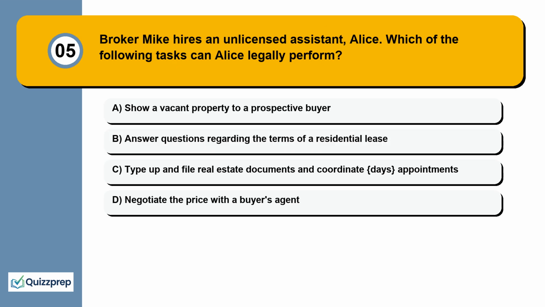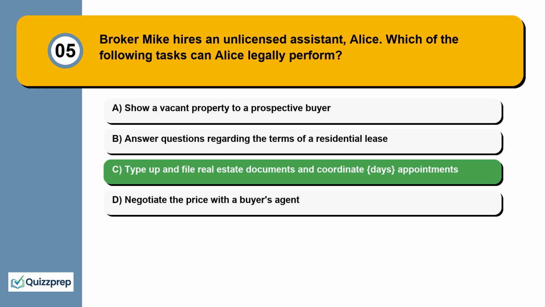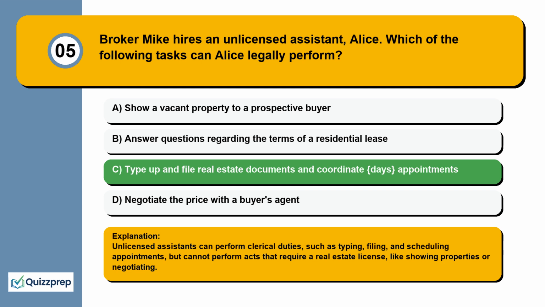Question 5. Broker Mike hires an unlicensed assistant, Alice. Which of the following tasks can Alice legally perform? Show a vacant property to a prospective buyer. Answer questions regarding the terms of a residential lease. Type up and file real estate documents and coordinate appointments. Negotiate the price with a buyer's agent. Unlicensed assistants can perform clerical duties, such as typing, filing, and scheduling appointments, but cannot perform acts that require a real estate license, like showing properties or negotiating.